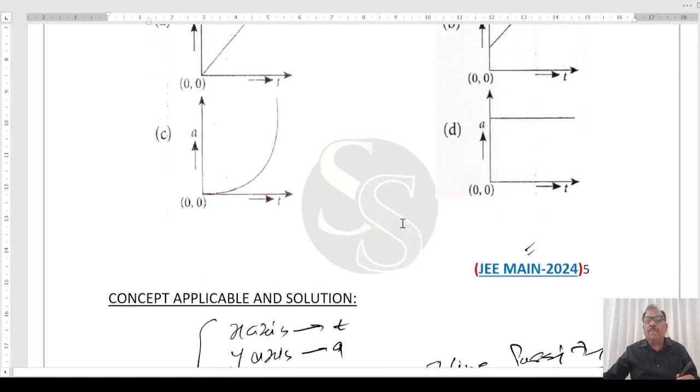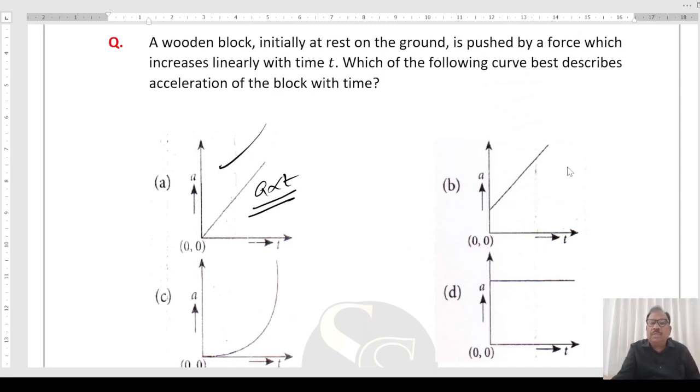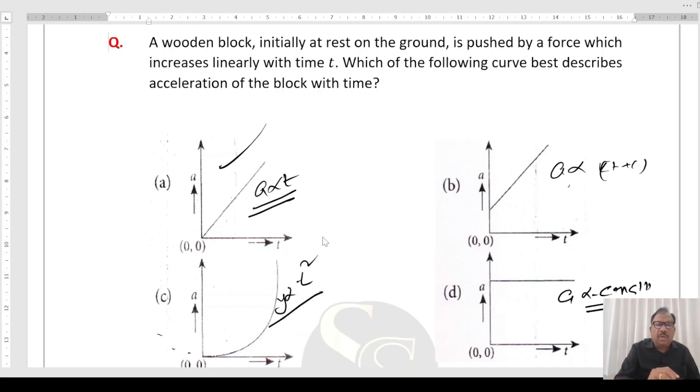Now come to the question. In this case, a is proportional to t. This is the correct answer, right? If a is proportional to kt plus c, then at t equal to certain values this was the answer. If a is proportional to a constant, then this was the answer. In this case, this is a parabola like this, upward. In this case, y proportional to t square, right? This was the nature. What is a rectangular hyperbola?